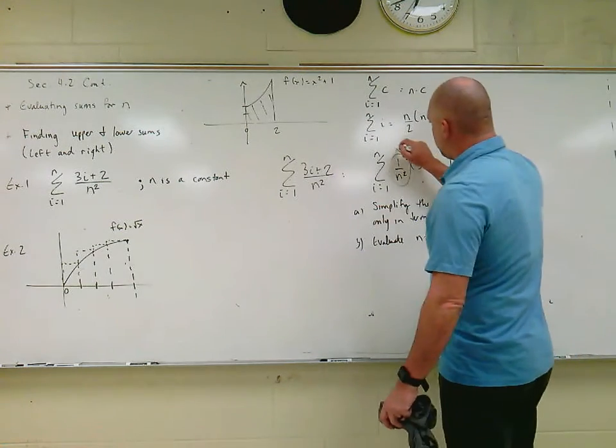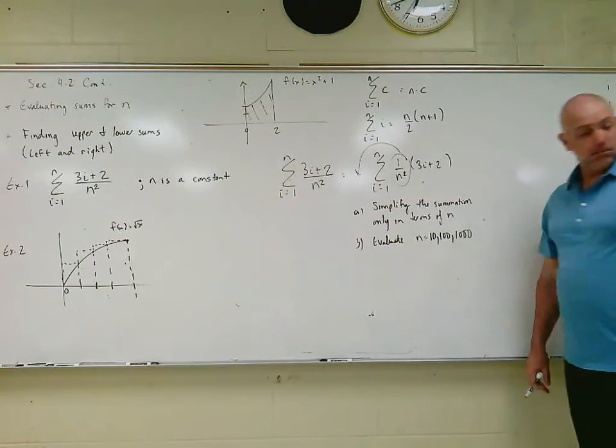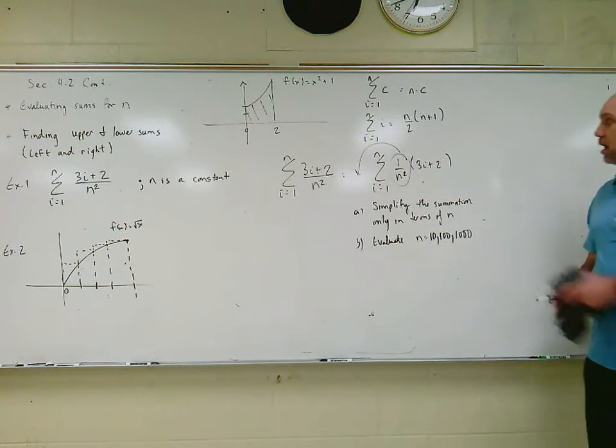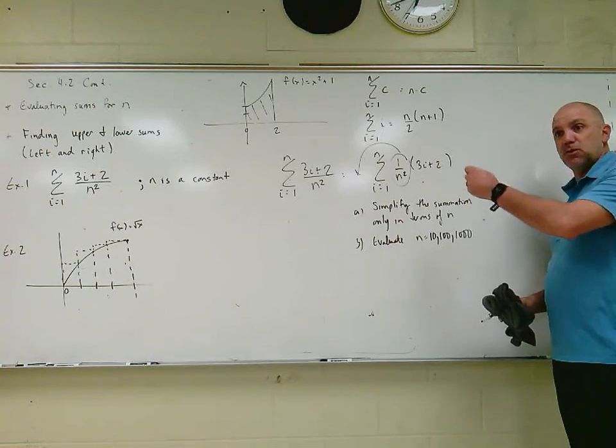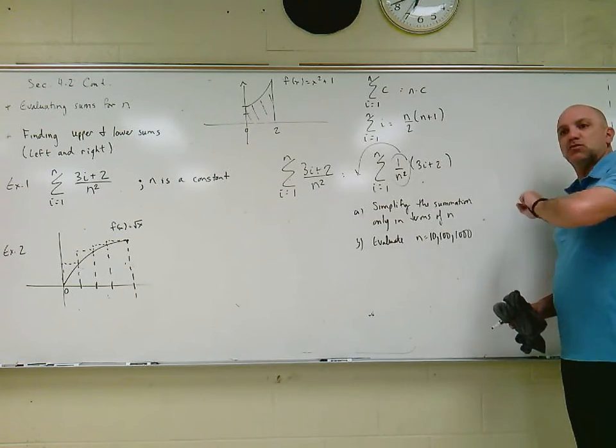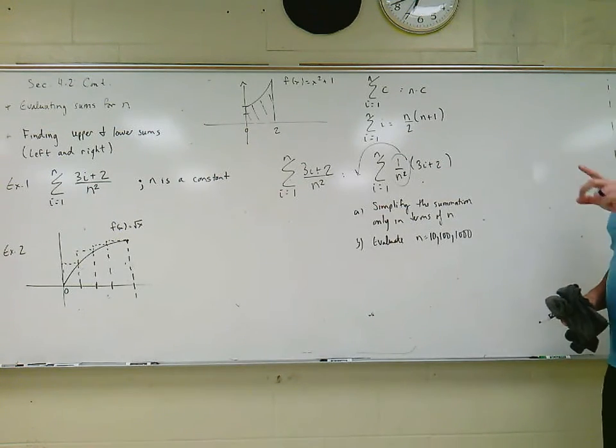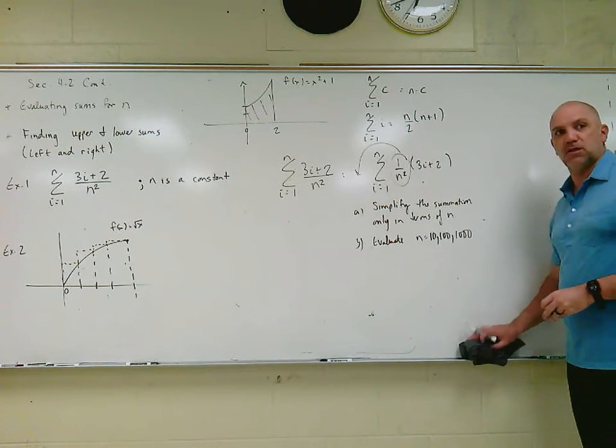So your first step is just bring this 1 over n squared out because it's a factor, and then go and simplify this as much as you can. You're trying to only have n's, no more i, all right? So work this out as much as you can using the tricks that I taught you yesterday.